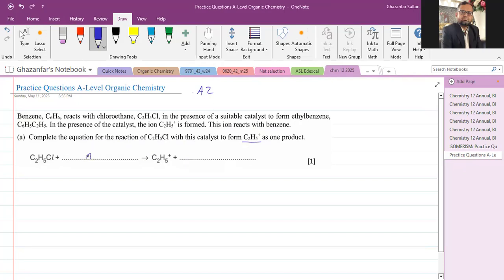So what to do? The best catalyst for this reaction is aluminum chloride. When aluminum chloride reacts with it, it forms this carbocation and the AlCl4- anion. So this anion is also formed.